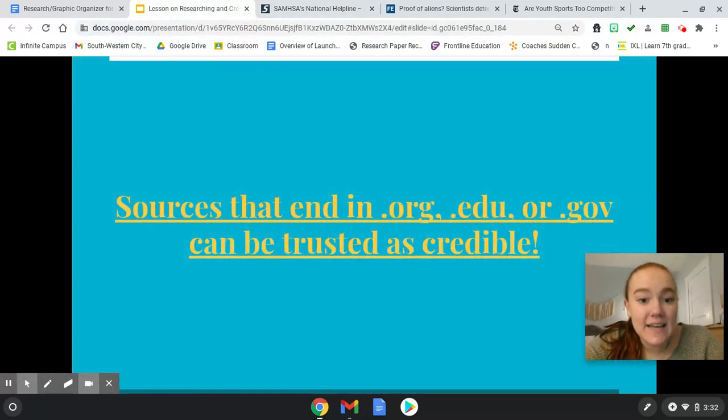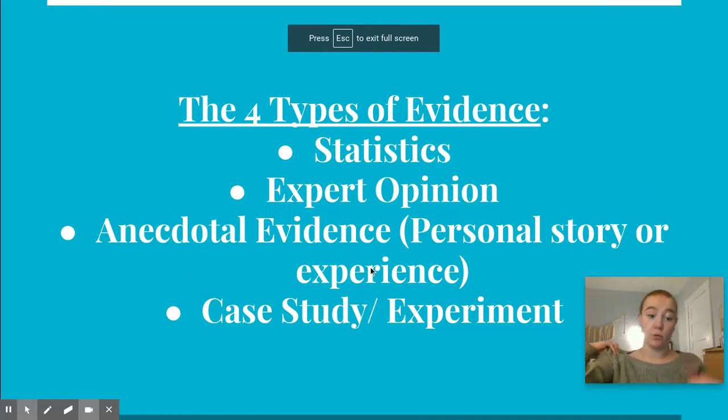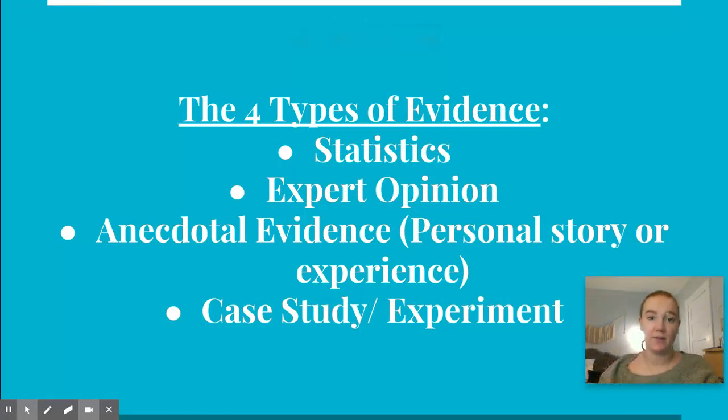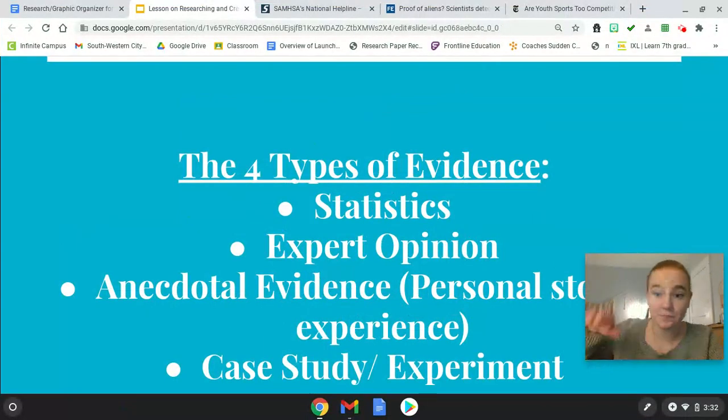The last thing I wanted to remind you guys about before I showed you what you're working on today is the four types of evidence. And this is all going to be up on the board. So everything I went over, there should be visuals up on the board to remind you guys of all this. But also remember, evidence is statistics, which are numbers; expert opinion; anecdotal evidence, which is personal story or experience; or case study, experiments, or surveys. So this is the type of evidence you should look for as you're researching your topic.